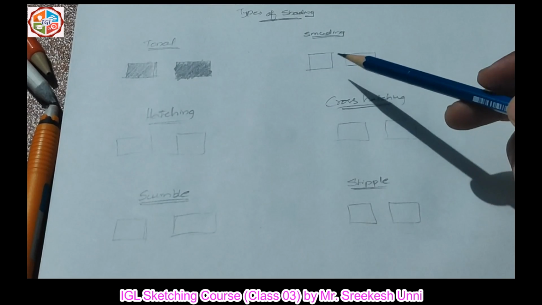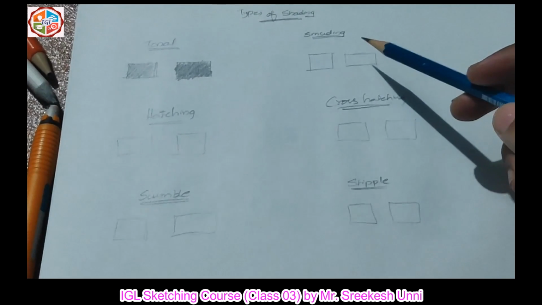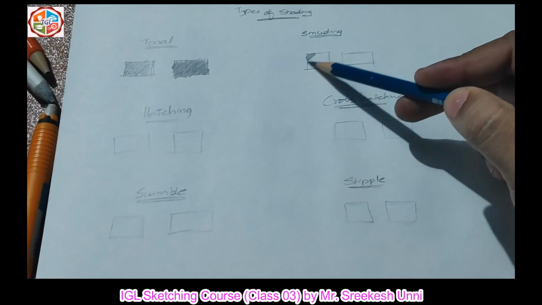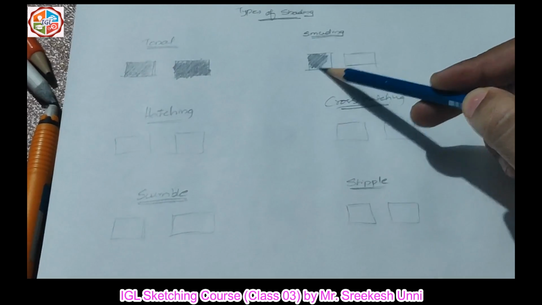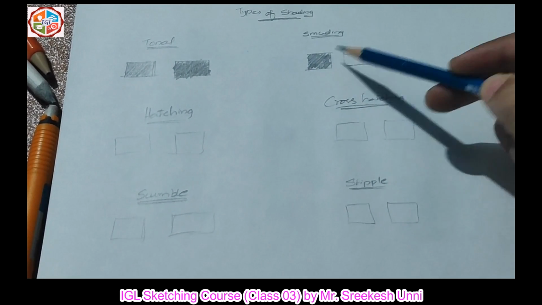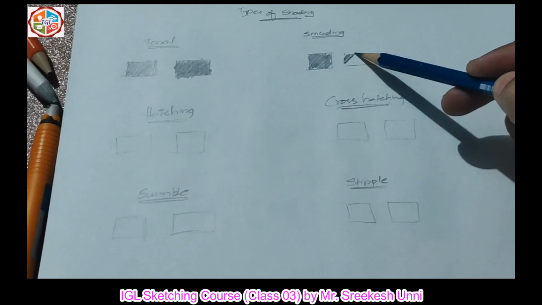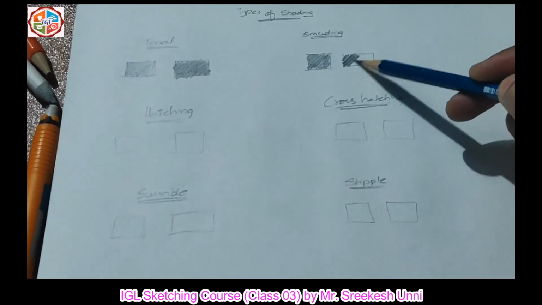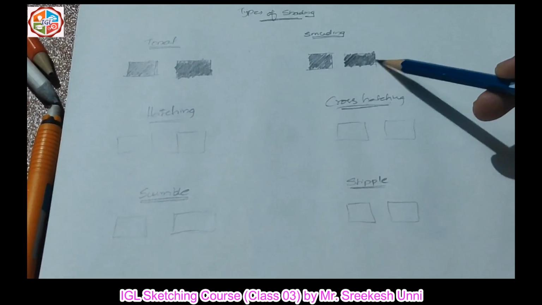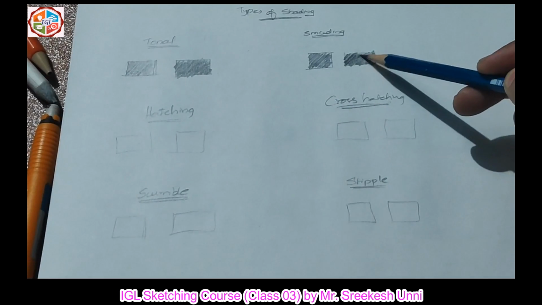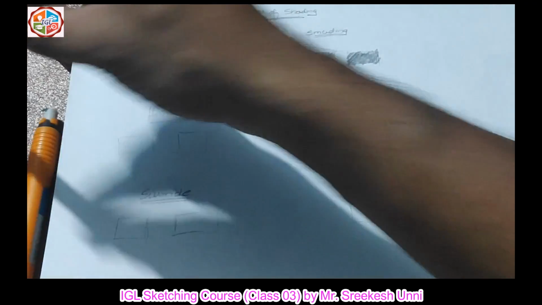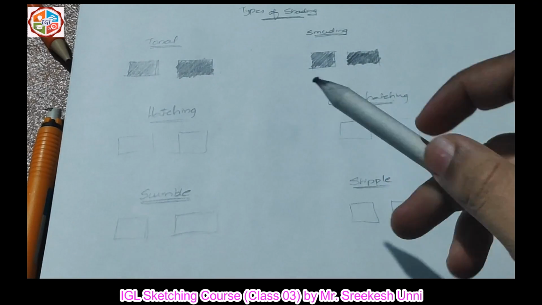And the next one is smudging. Smudging is nothing but after you do your normal tonal shading, you can do this technique with your stump, smudging stump, or with a piece of cloth, or with your fingers, cotton buds. Different artists use different things to do the smudging. I use this smudging stump.